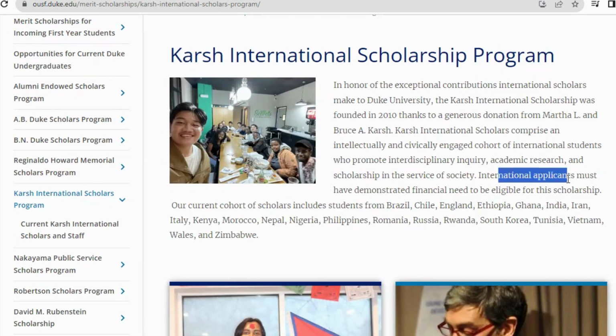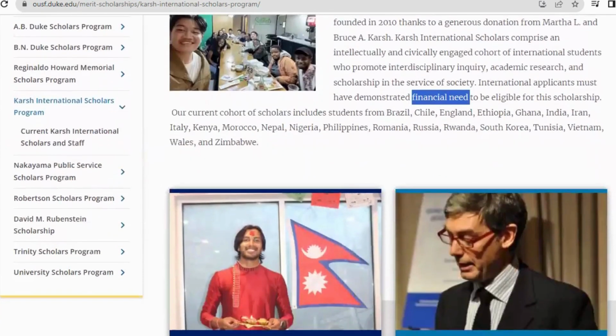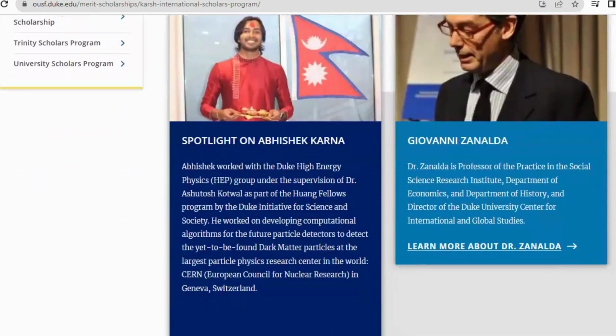International applicants must have demonstrated financial need to be eligible for the scholarship. We have various people who have benefited from this scholarship: Brazil, Chile, England, Ethiopia, Ghana, India, Iran, Italy, Kenya, Morocco, Nepal, Nigeria, Philippines, Romania, Russia, Rwanda, South Korea, Tunisia, Vietnam, Wales, and Zimbabwe. Those are the people that have benefited from it so far.